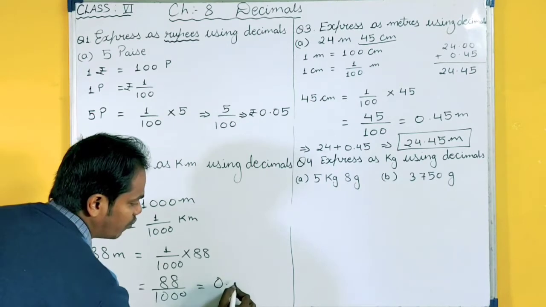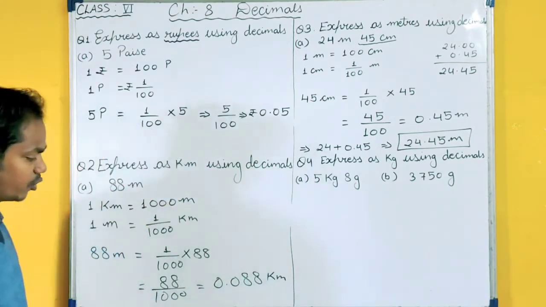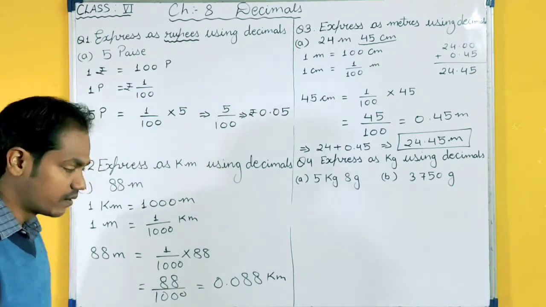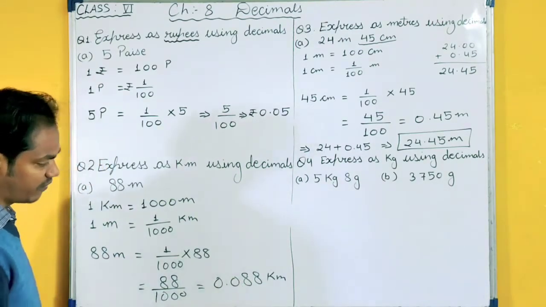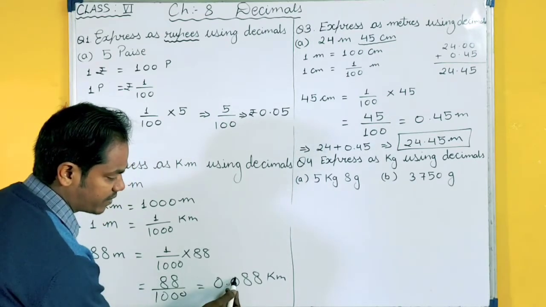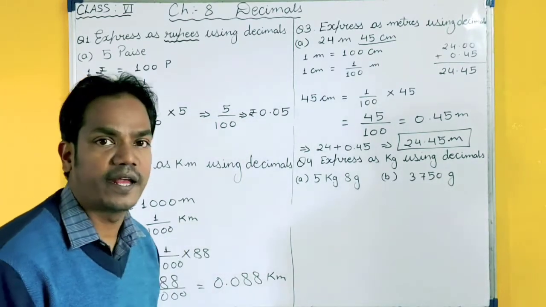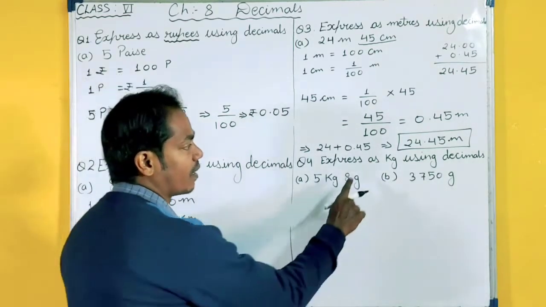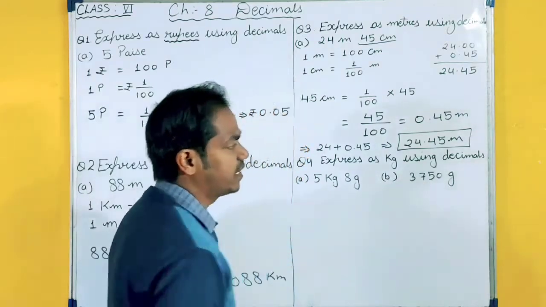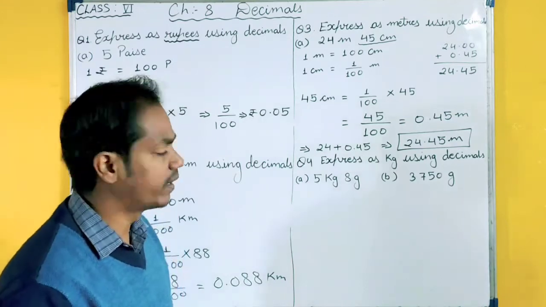This will give you 0.088 kilometer. You can see here 3 zeros are there. So from the right hand side I have counted 3 values, 1, 2, 3. The third value was not there, so I have marked it as 0. Decimal, then 0. So 0.088 kilometer. Express as kg using decimal. Again same, only you have to learn the unit.